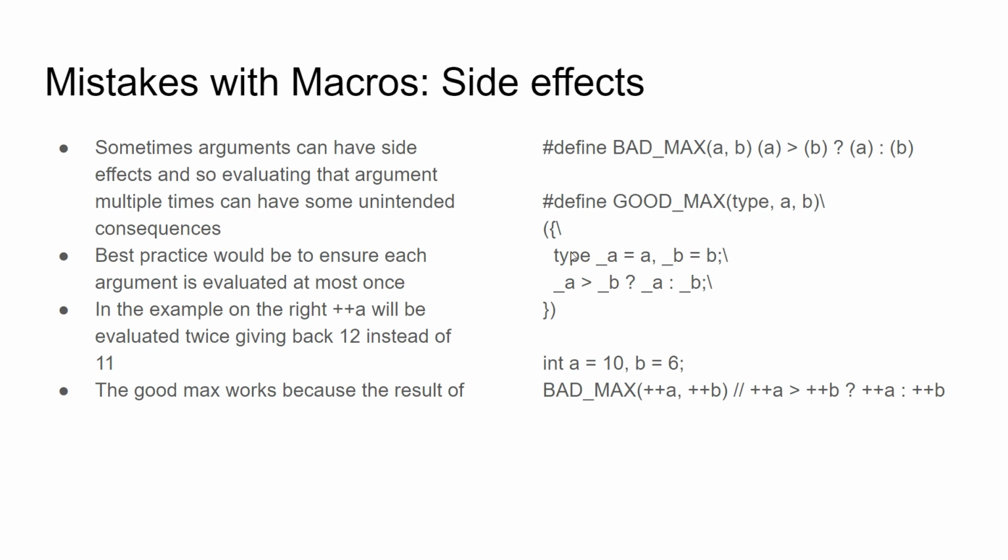And so I'd pass in something like int, A, B, and then int would appear here for the type, so we'd have int underscore A equals A, underscore B equals B. So notice they're only evaluated a single time. And then we'd compare the underscores with each other, which have already been evaluated. And so we'd actually do the correct thing and get 11 back here in this case, as opposed to the 12.